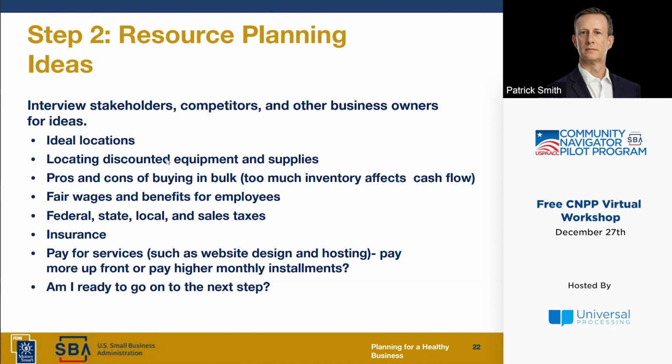There are pros and cons of buying in bulk, realizing that obviously if you buy a lot of inventory, it'll cost you less, but with too much inventory, it affects cash flow. The capital is basically stagnated, and this can affect your cash flow, whether it's 60, 90, or 120 days. She's also realizing what the fair wages and benefits are for the employees you're going to hire, understanding the federal, state, local, and sales taxes. There are insurance implications. And then you have to pay for services such as marketing, which could be website design and hosting. You might pay more upfront or pay higher monthly installments. And then realizing, am I ready to go on to the next step?